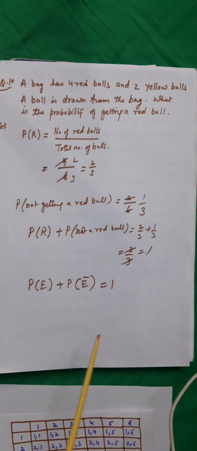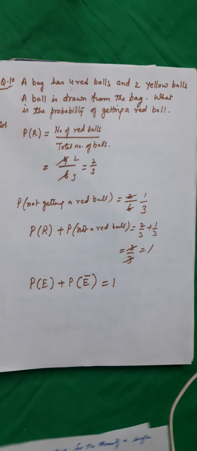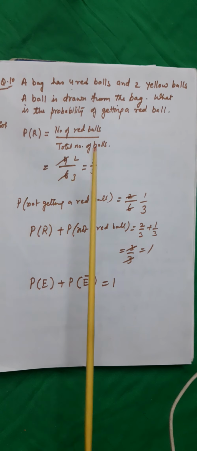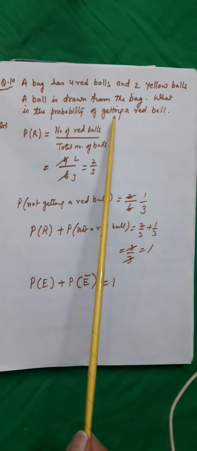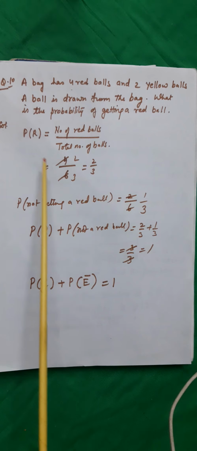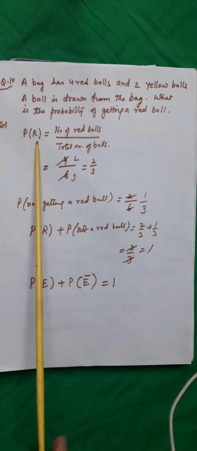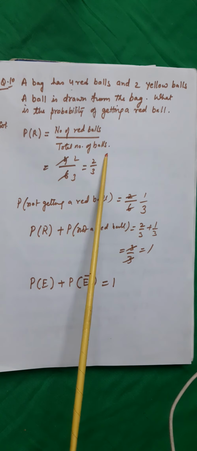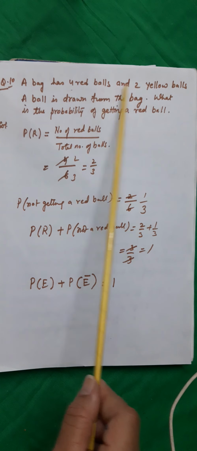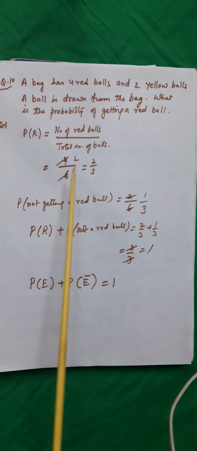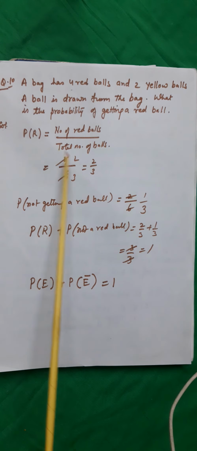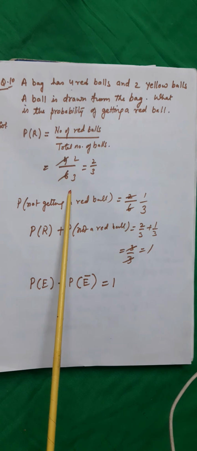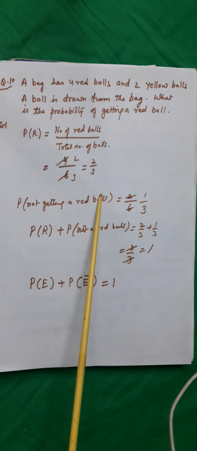A bag has 4 red balls and 2 yellow balls. A ball is drawn from the bag. What is the probability of getting a red ball? Probability of getting a red ball will be number of red balls upon total number of balls. Now total number of balls are 6. Favorable are 4. So probability of red ball will be 4 upon 6, which is equal to 2 upon 3.